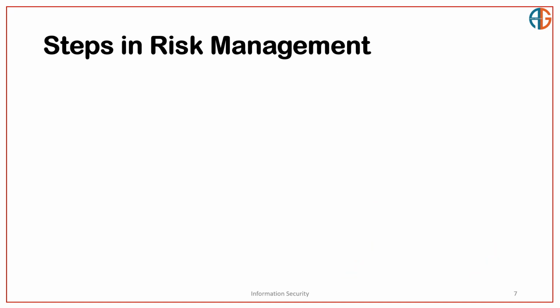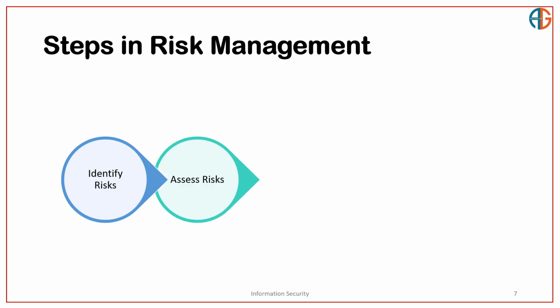And so here we can see the steps we can take in order to manage the risk. The first one is identifying risk. You have to identify what type of risk can happen, or what type of risk can affect your organization. After identification, you need to assess the risk. Assessing means you have to prioritize the risk.